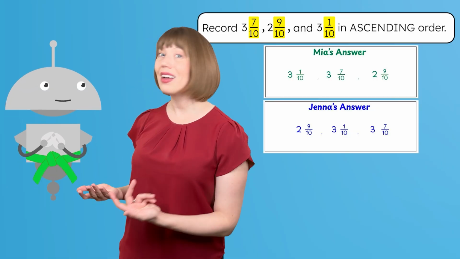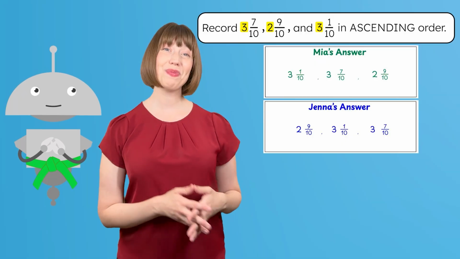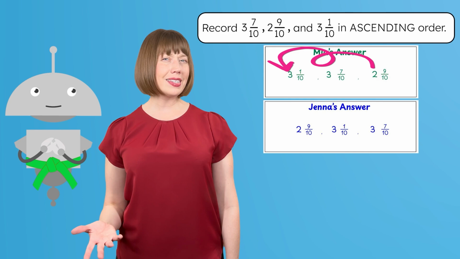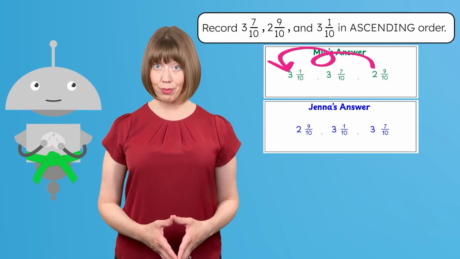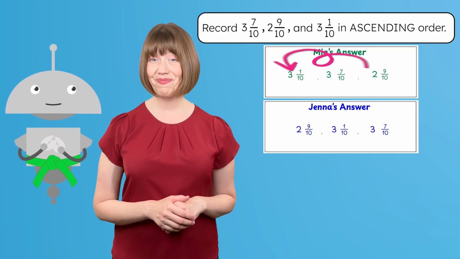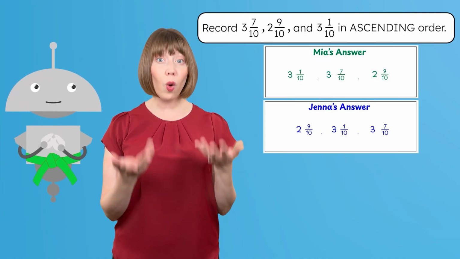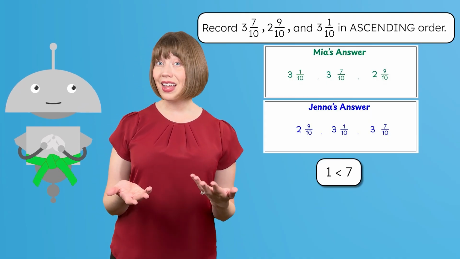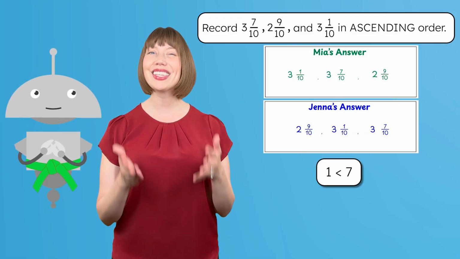Oh, you only checked the fractional parts. Remember, we must check the whole numbers too. Since 2 9/10 has a whole part of 2, it's less than 3 1/10, even though 9 is greater than 1. With mixed numbers, order whole parts first. So, the smallest is 2 9/10. Between 3 1/10 and 3 7/10, the wholes match, so compare numerators. 1 is less than 7, so 3 1/10 is next. That makes 3 7/10 the greatest.